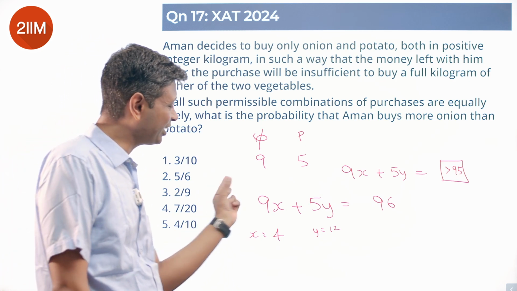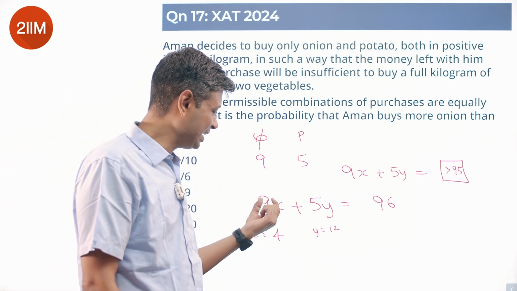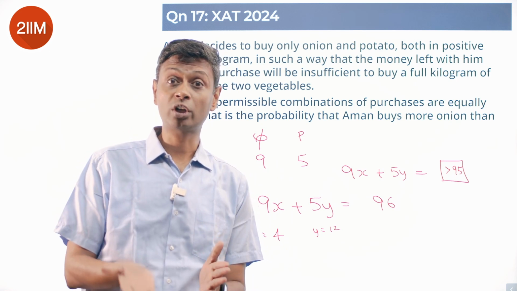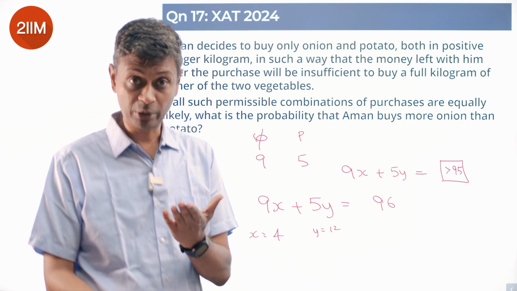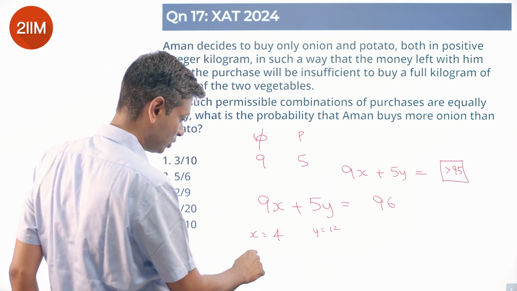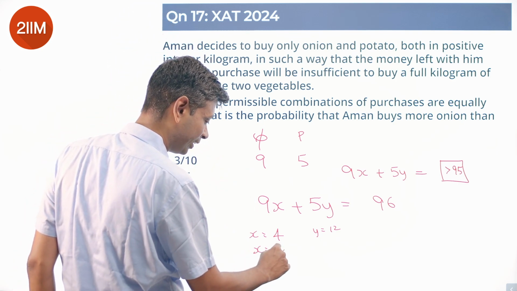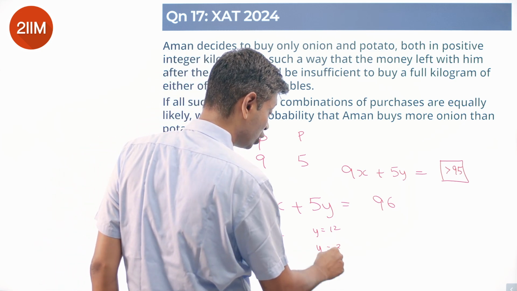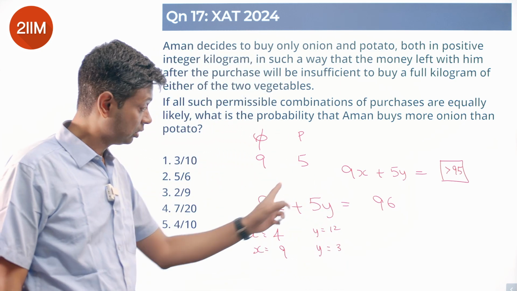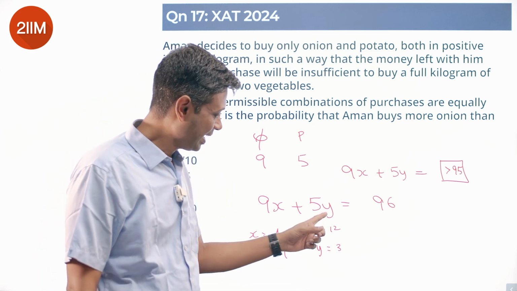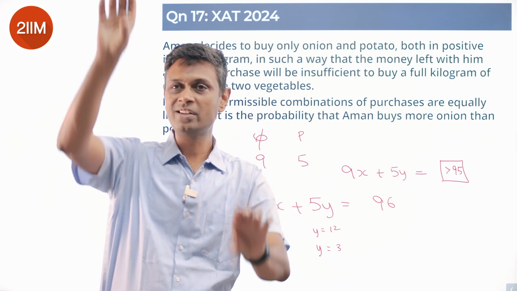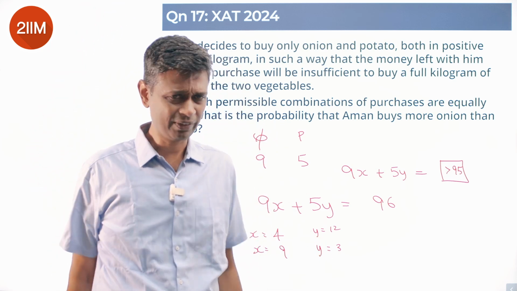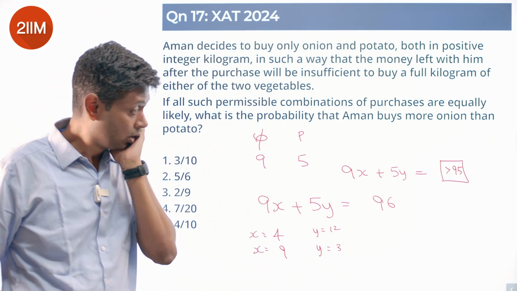I have to offset this 9x with that 5y. I increase x by 5, 9 into 5, 45, my total will increase. I decrease y by 9, 5 into 9, 45, my total will decrease. That should work. So x equal to 9, y equal to 3 should also work. 9 into 9, 81, 5 into 3, 15, yes, it works. Subtract 9, add 5. 9 into 5, 5 into 9. One increases, other decreases, they cancel each other out. Find one solution, I can find another solution.